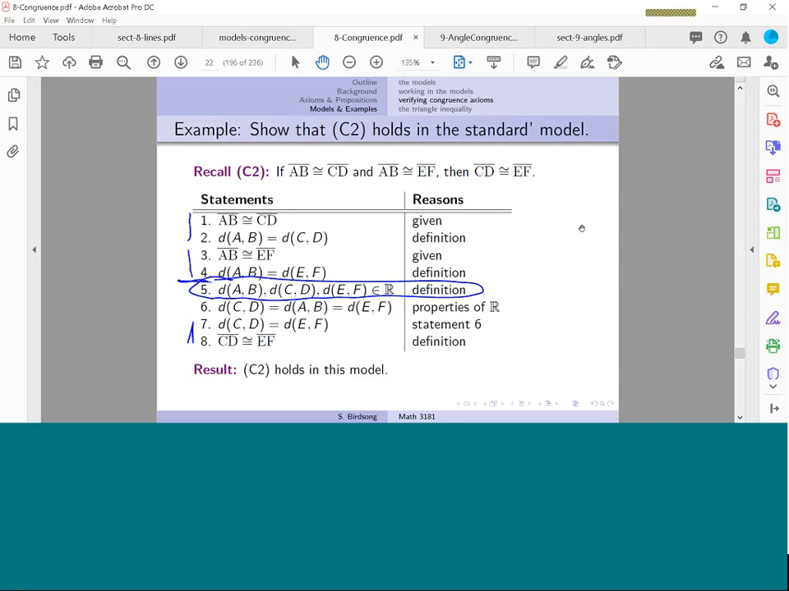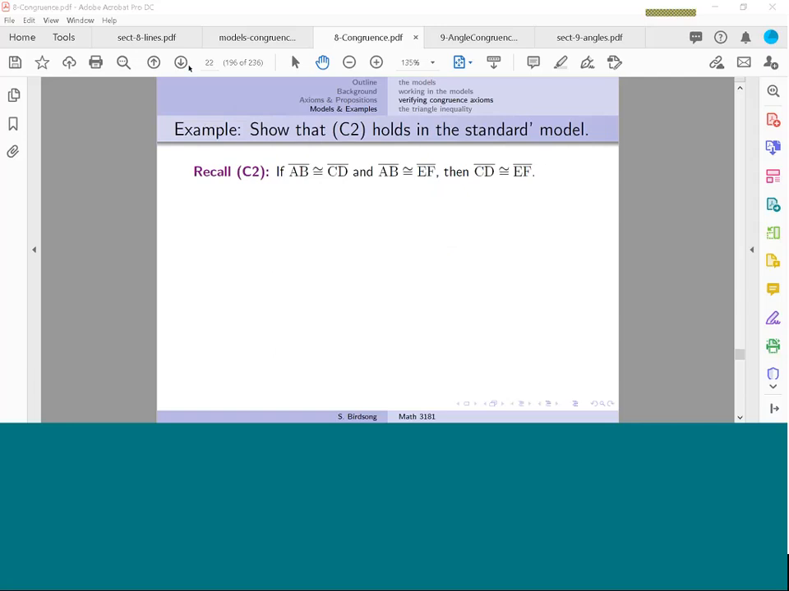Questions before we move on to the third congruence axiom? All right, I'm not seeing any questions from you guys, so I'm going to go ahead and move us on to our third congruence axiom.